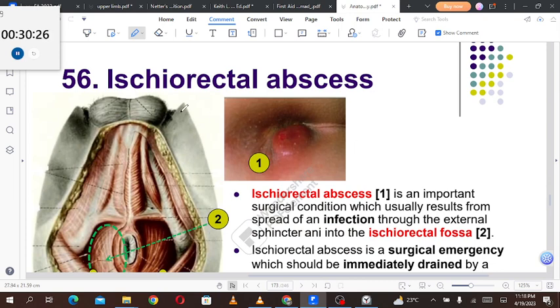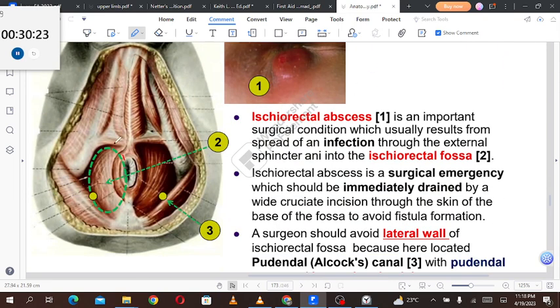Then ischiorectal abscess, what is that? This is the site of formation of ischiorectal abscess. An ischiorectal abscess is an important surgical condition which usually results from spread of infection through the external sphincter ani into the ischiorectal fossa. So an ischiorectal abscess is found in the ischiorectal fossa, right? So this thing is the ischiorectal fossa, and if there is infection spread through the external sphincter ani into the ischiorectal fossa, we will be finding an ischiorectal abscess over there.